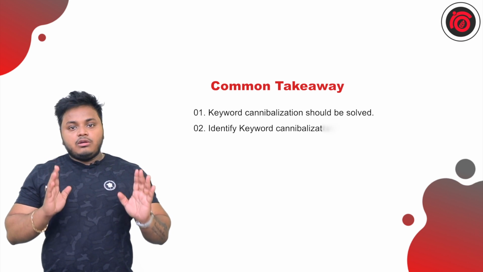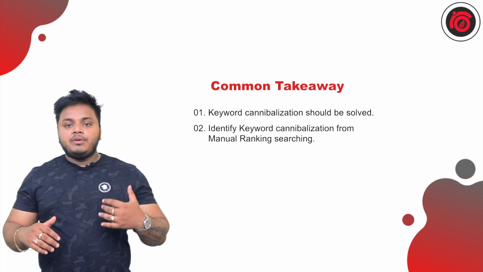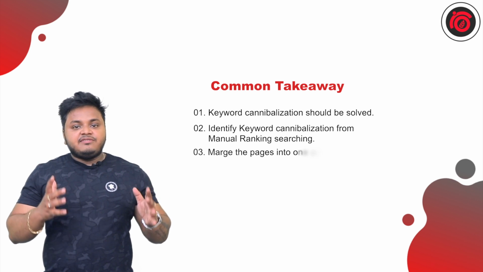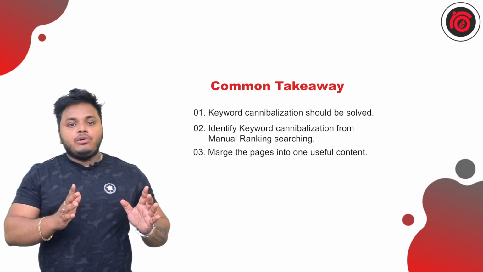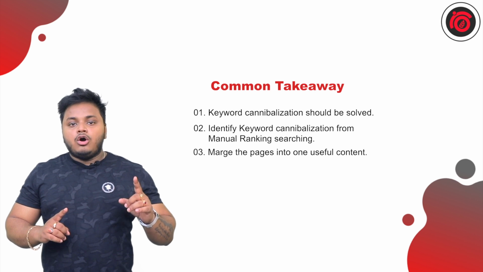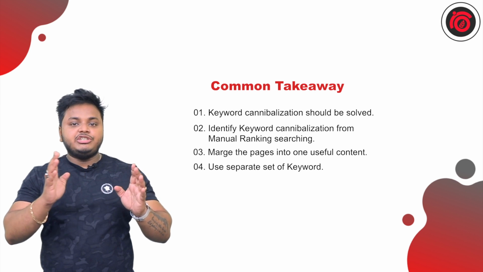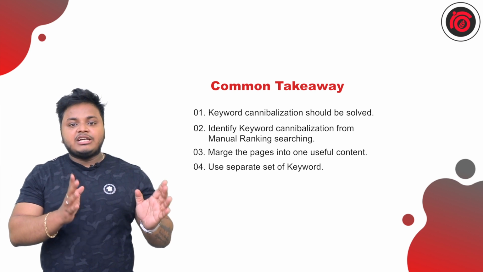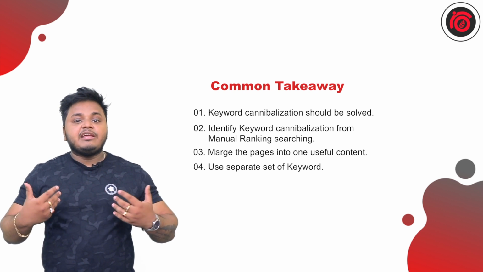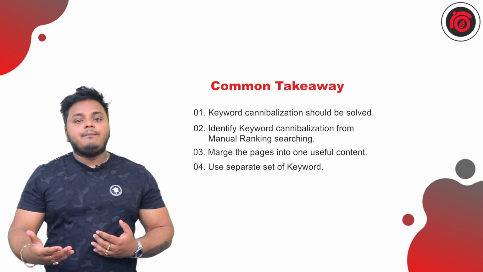The second thing is it's always advisable to identify keyword cannibalization from manual ranking searches, because tools can sometimes not show you the accurate picture. The third thing is it is advisable that if you are ranking for the same keyword on multiple pages, then either merge the pages into one useful piece of content, or, the fourth point, you can use a separate set of keywords or a separate set of topic clusters for each of the pages, so that every single page ranks for a unique set of keywords. So these 4 are the key takeaways which can help SEO experts like me and you to keep one step ahead of the competition and make sure that a particular campaign is not getting affected by keyword cannibalization.